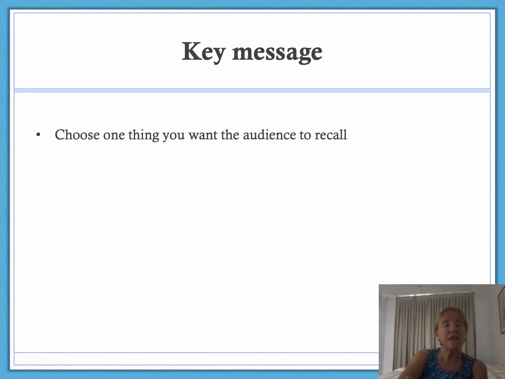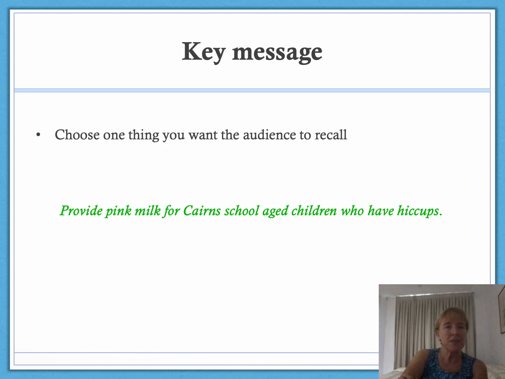So what's your key message? You need to choose one thing you want the audience to recall. So, if they go away, what's the one thing that you'll remember? So in this case, provide pink milk for Cairns school-aged children who have hiccups. So that's your key message. Provide pink milk for Cairns school-aged children who have hiccups.